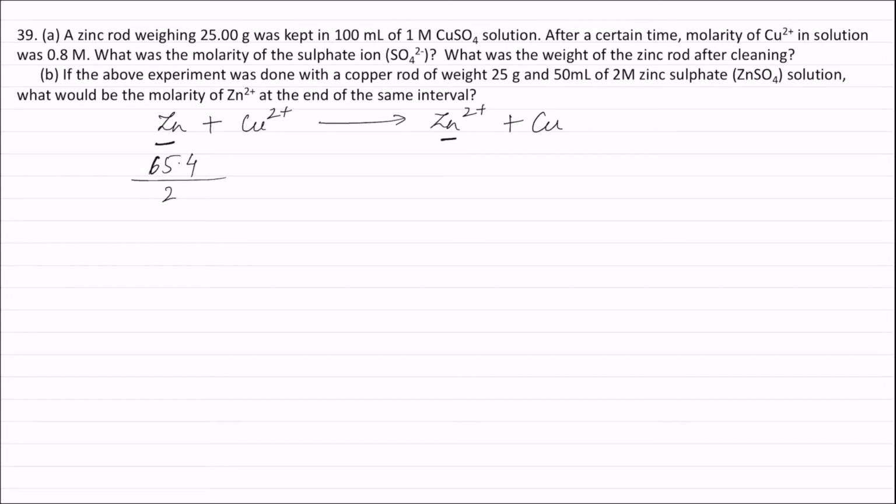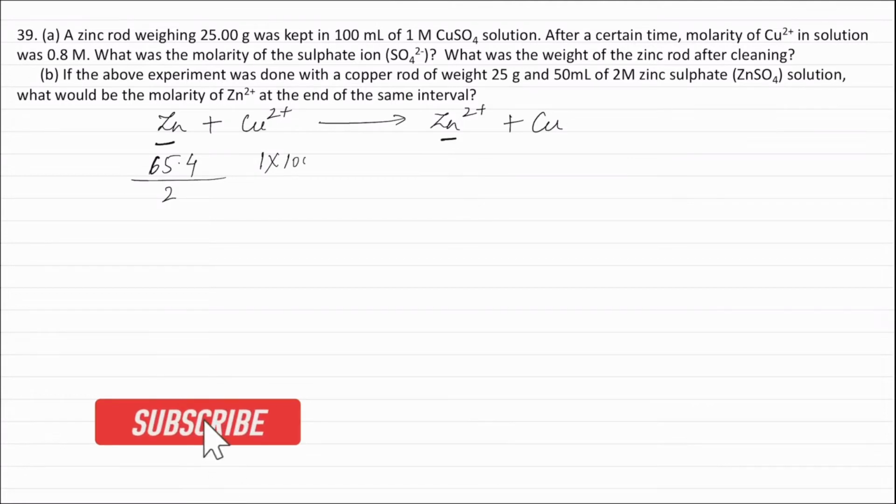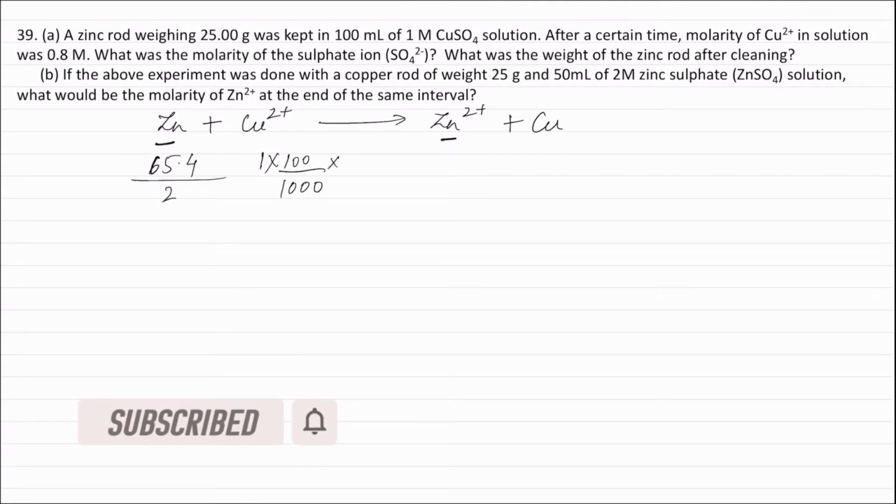Now initially the molarity of the copper sulphate solution is 1 M, or the molarity of Cu2+ ions present is 1 M. Therefore, the equivalents of Cu2+ ions present initially will be molarity into volume into valency factor, which is equal to 1 into the volume of copper sulphate solution in liters, 100 divided by 1000, into the valency factor of copper, that is 2, and this is equal to 0.2 equivalents.